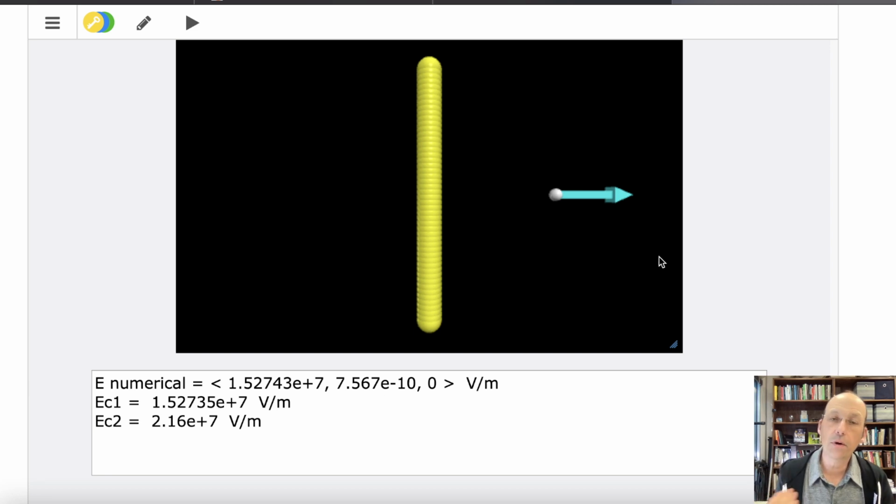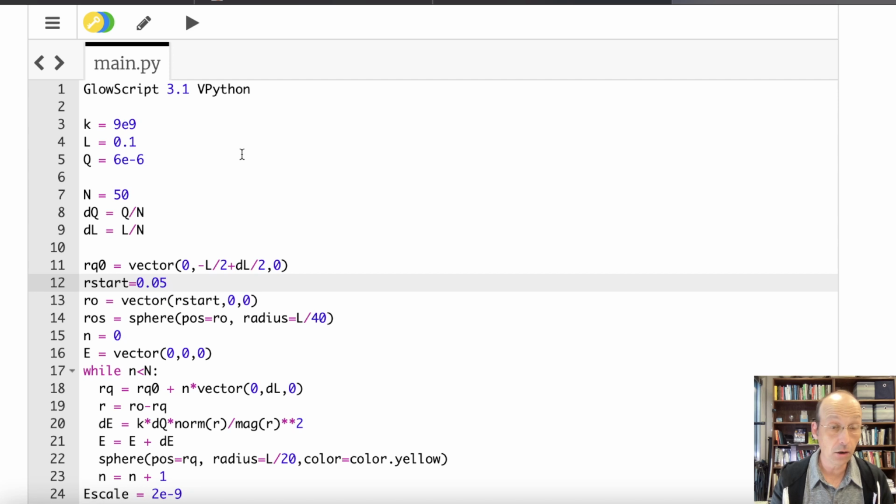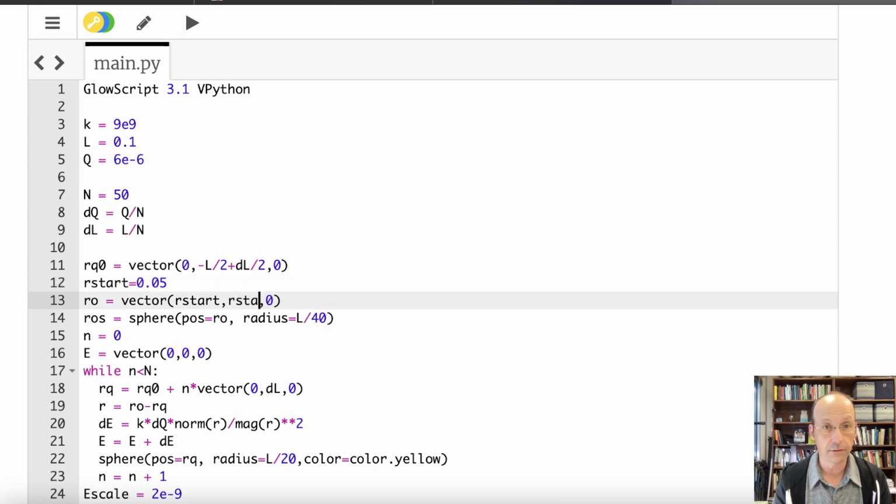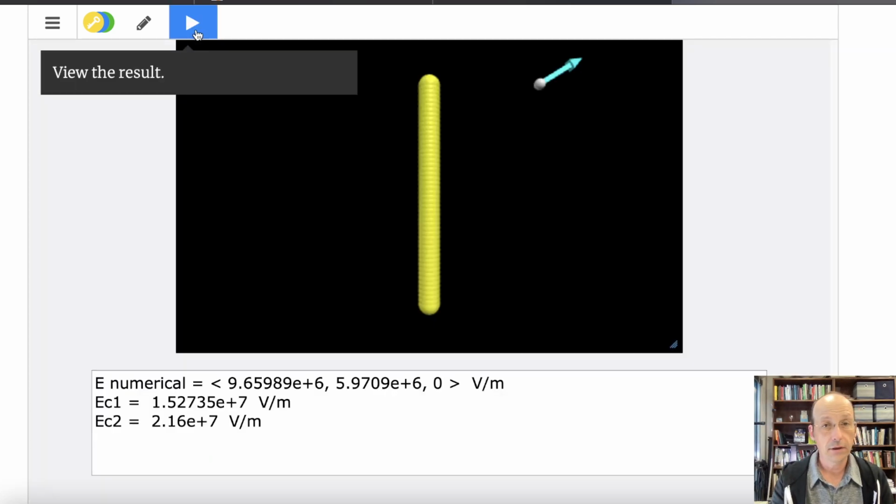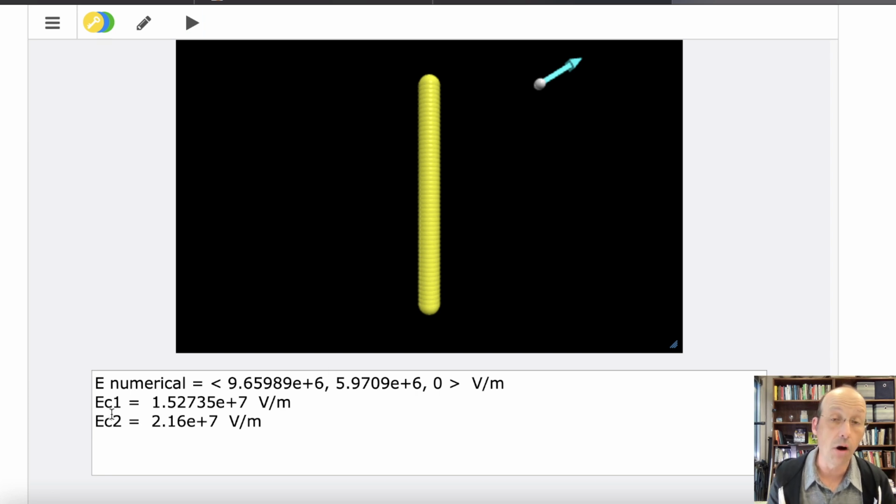But now what if I want to do something crazy? What if I want to put my observation location up here? Okay, let's do that. In my code, all I have to do is change this R start, right? No, not that one. RO. Let's put this at R start right here. So I'm going to have 5 centimeters this way, 5 centimeters up, and it doesn't really matter. And there I get my electric field. Now these are going to be wrong because they're using the wrong value of R. But you'll notice that it does indeed give the right shape.